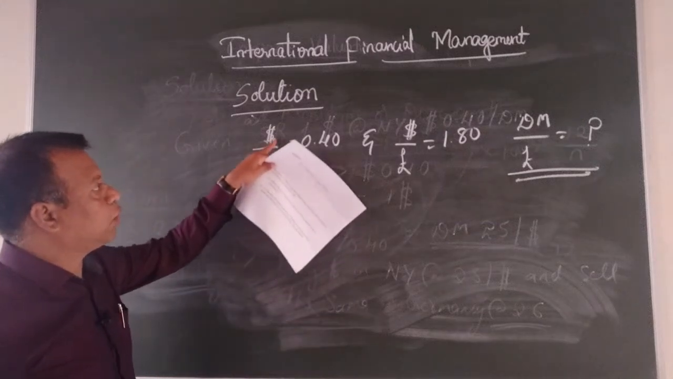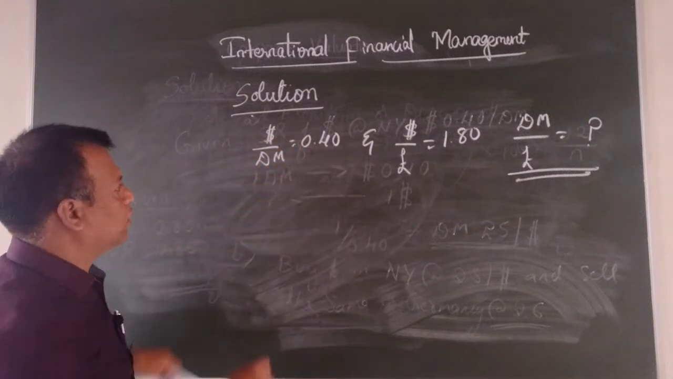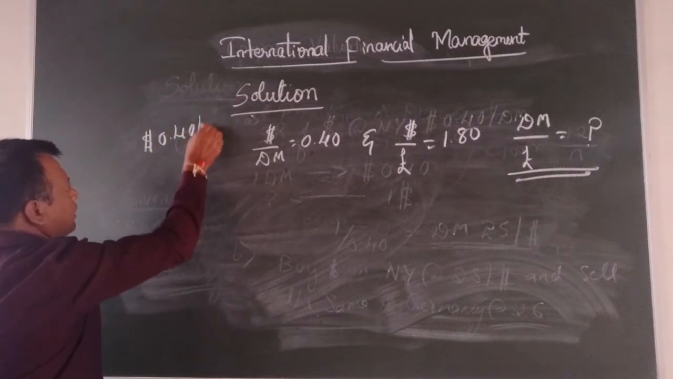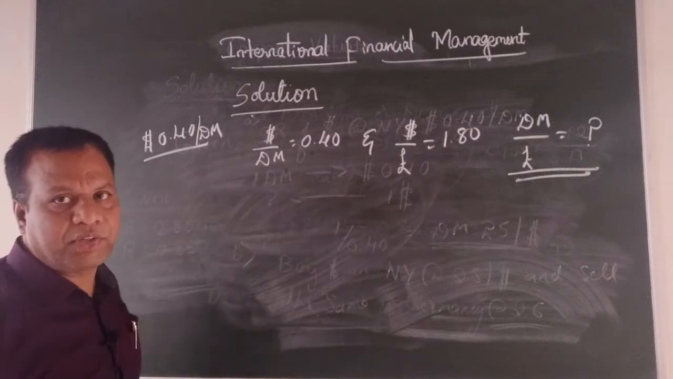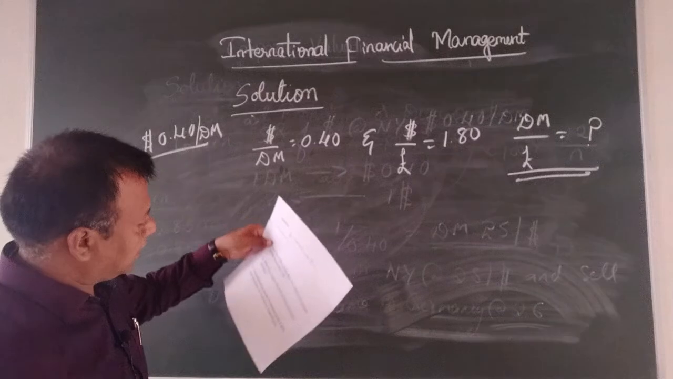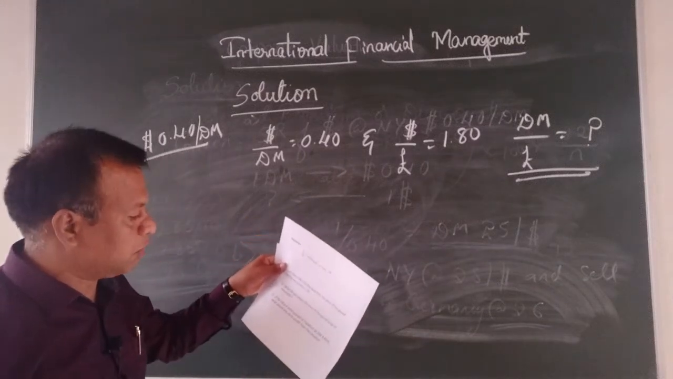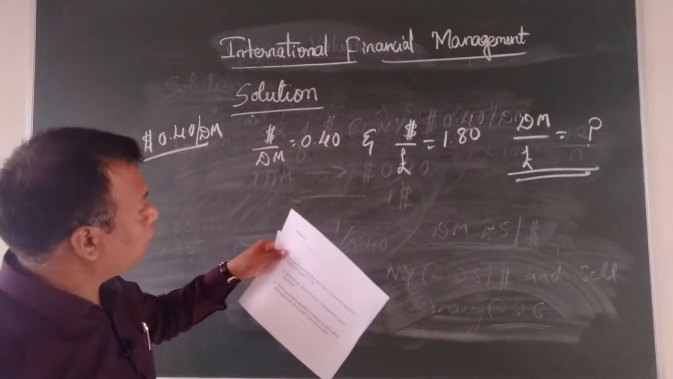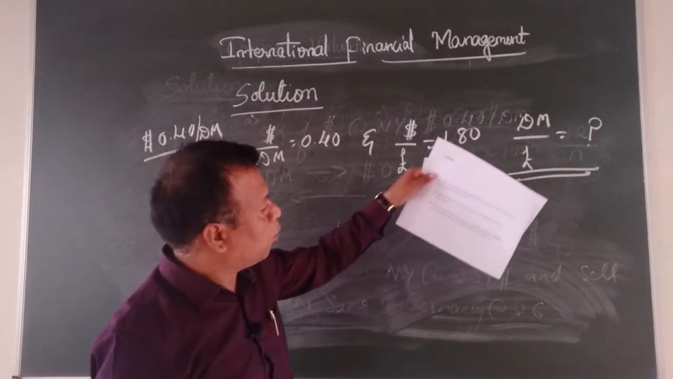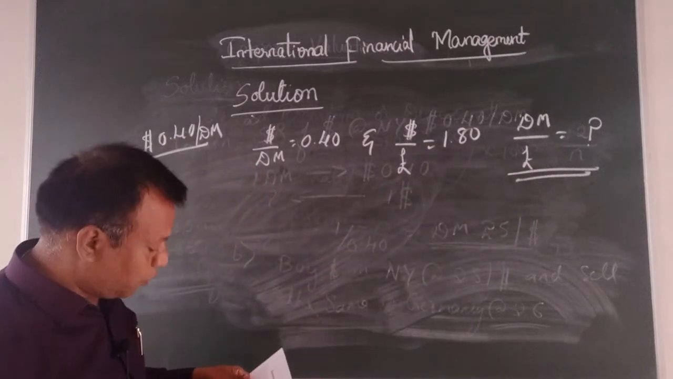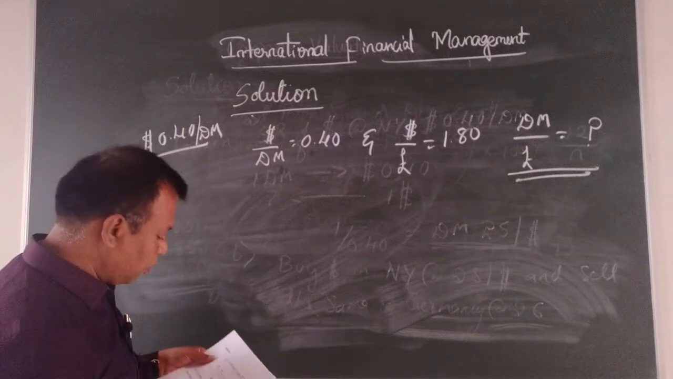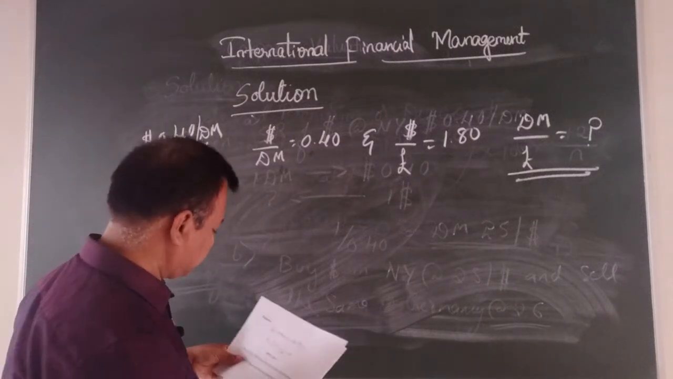So how to read this? $0.40 per DM. This can be written in this way. The given spot rate of DM is 0.40 in New York, and the price of pound sterling is quoted as dollar by pound is 1.80. Now the question they are asking: what do you expect the price of the pound to be in Germany? In Germany, what is the price of the pound?